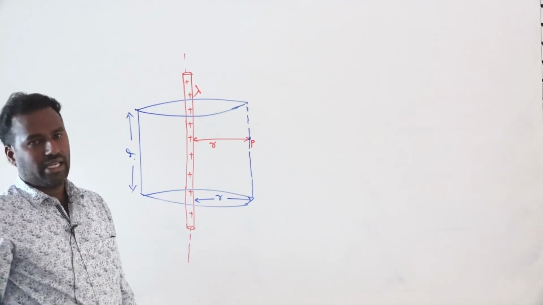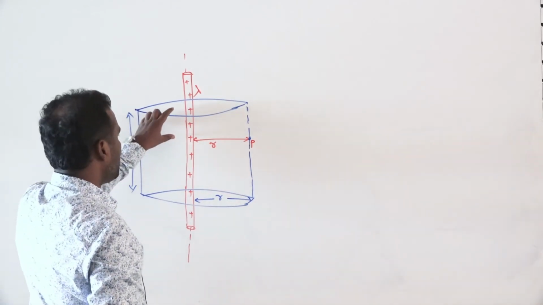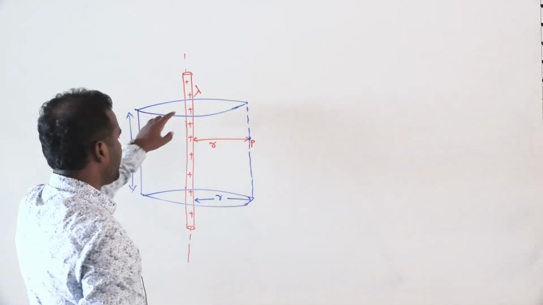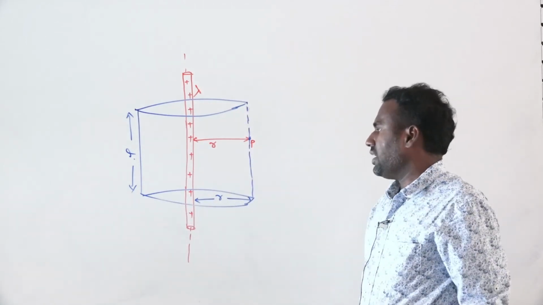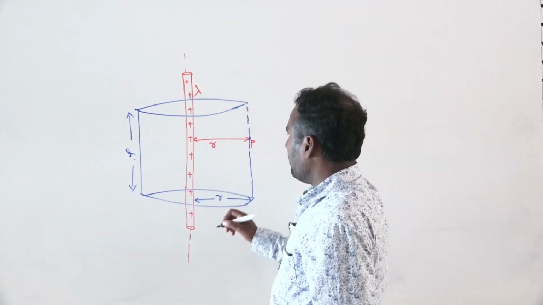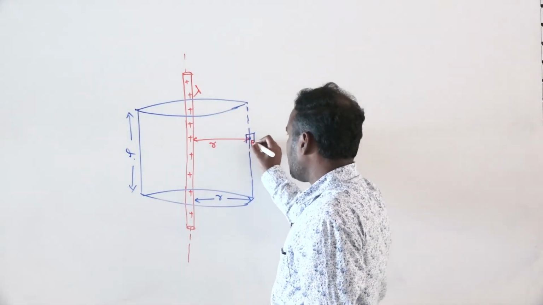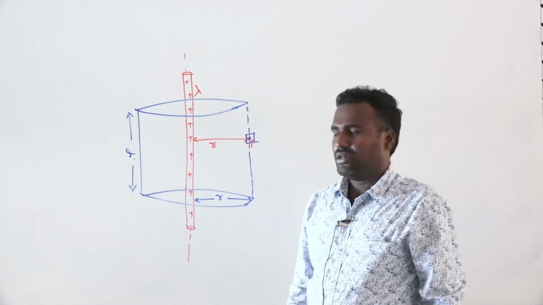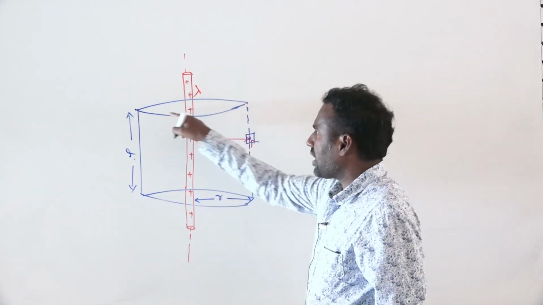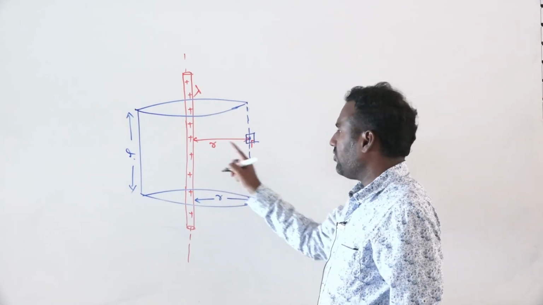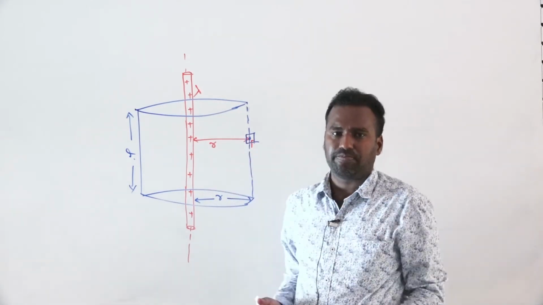Length over here is L. So the length of this Gaussian surface is L and the radius is r, in a cylindrical shape I used. Then over this, what is the direction of electric field lines? Here, totally 3 surfaces are there: 2 circular surfaces and 1 curved surface.